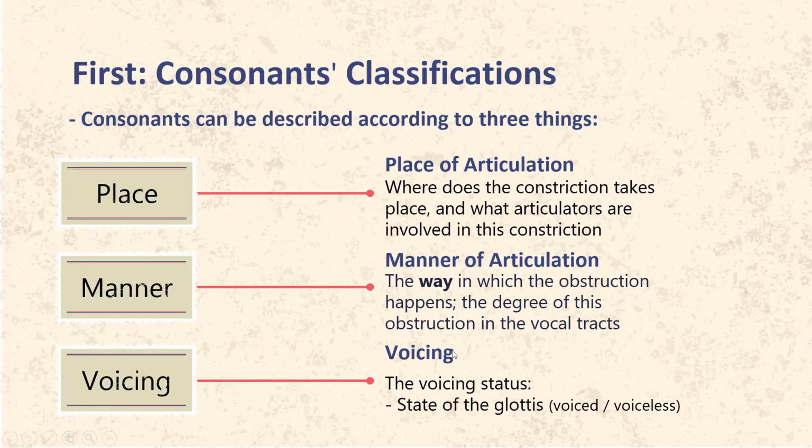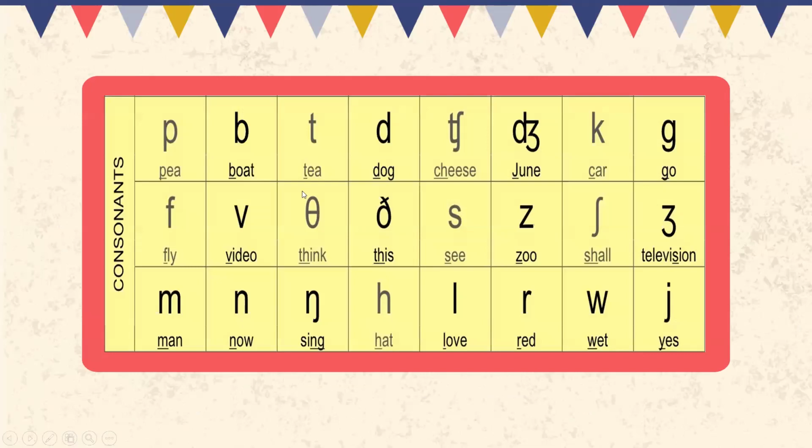The voicing, okay, the voicing status. هو إيش حالة الصوت؟ Is it voiced or is it voiceless؟ هل هو مسموع ولا هو مهموس؟ First we have the consonants, right? When we see these sounds that are in the gray color, they are voiceless. But the sounds that are in the black color, they are voiced. بمعنى آخر، مثلا حرف ال ب, it is not voiced. ب, it is voiced. How will we know if it is voiced or voiceless? Right now we'll see.